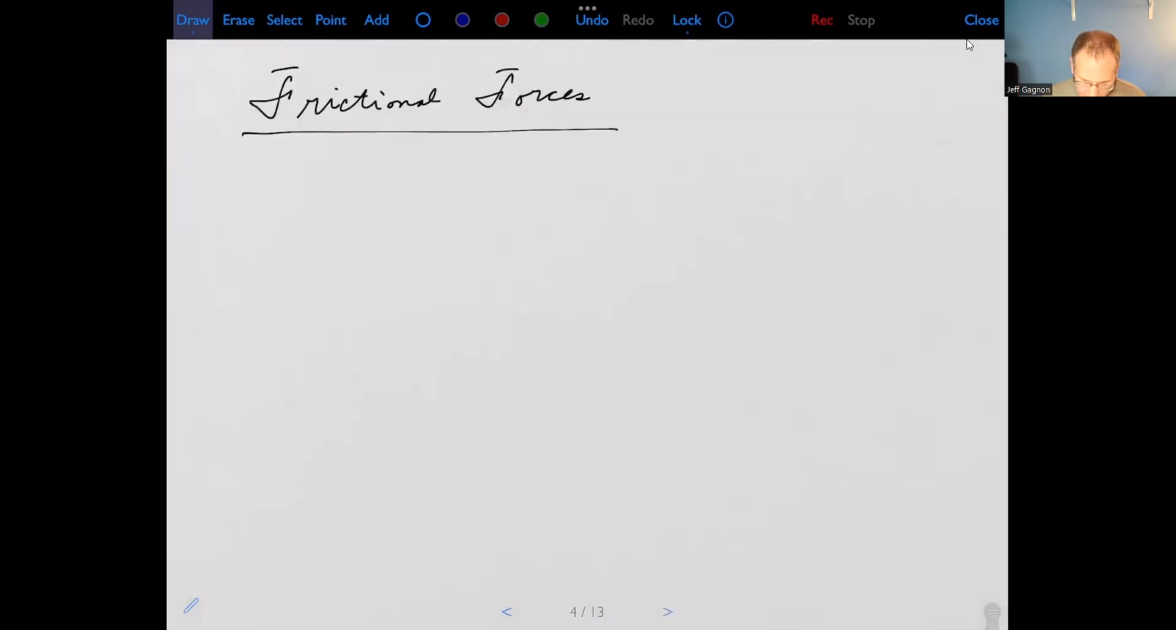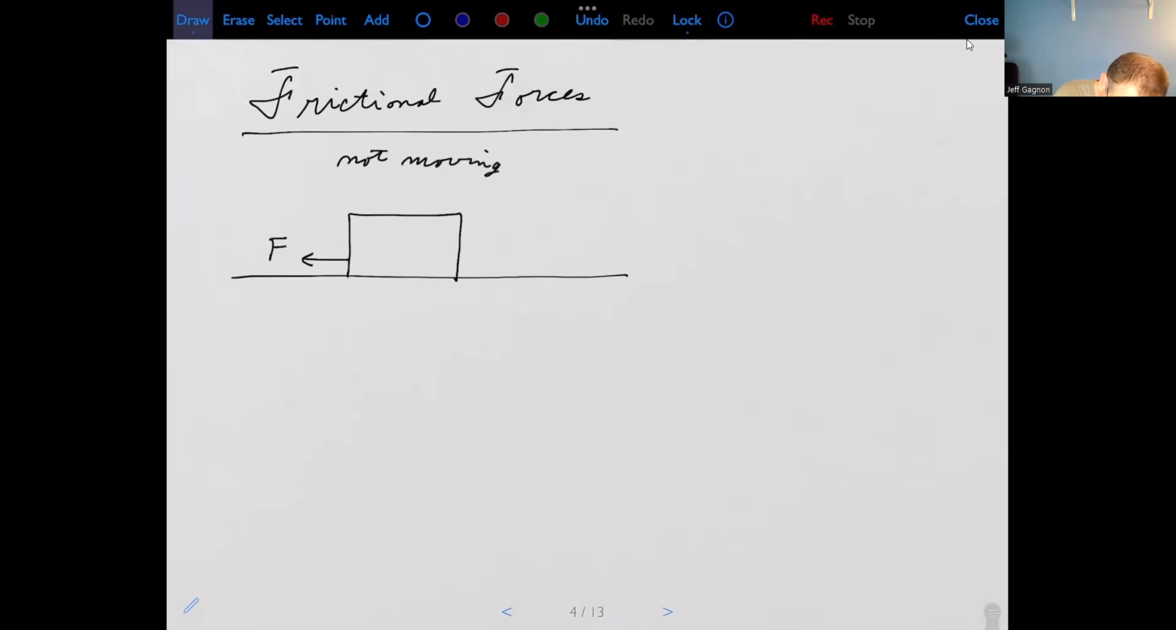All right, next, let's talk about another force that's going to come up quite often in this course. It's a contact force called frictional force. So let me start by describing a situation. Let's say I have an object, and I exert a force, say to the left. And the object is not moving. We're going to assume it's not moving.